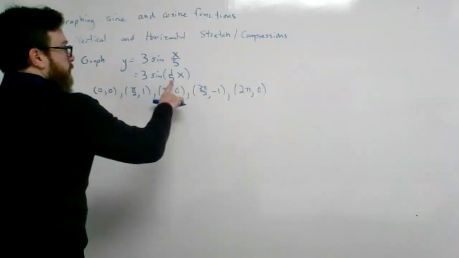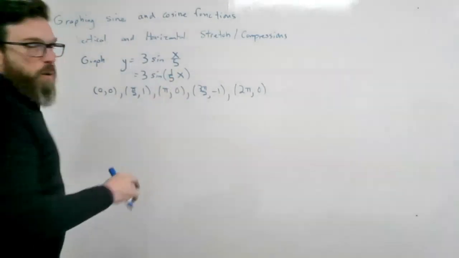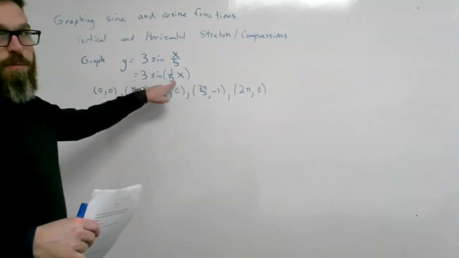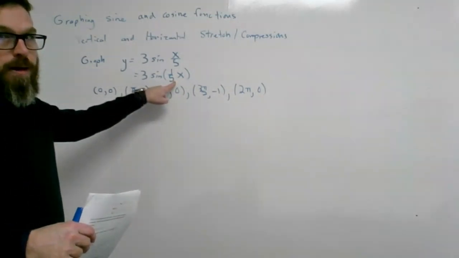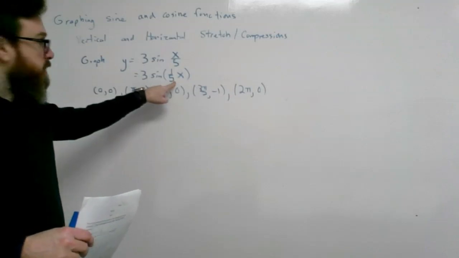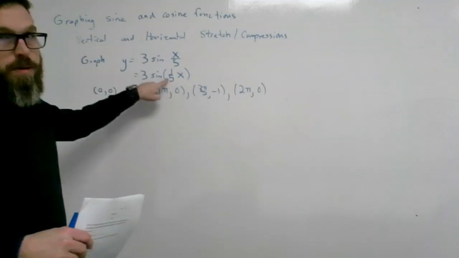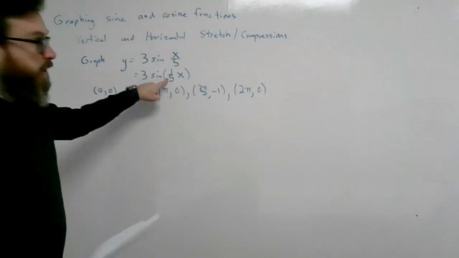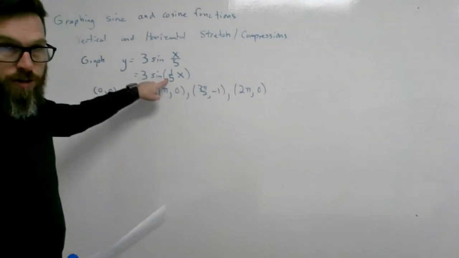Now, what we have to do for the x transformation is this is going to be a compression of 5, which really means that this is going to be a stretch of 5 because this is a proper fraction, which really means I'm going to have to multiply all the x values by 5. Remember, x's are opposite what you think. If it's a proper fraction, it's a stretch.